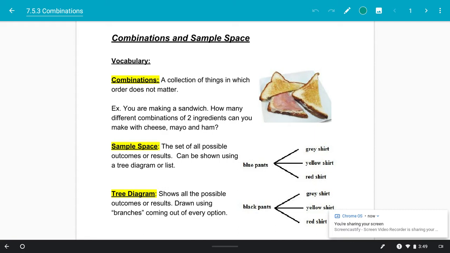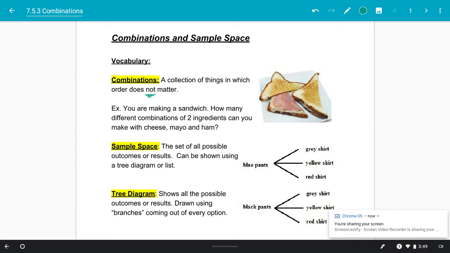So the first thing we're going to talk about is a combination. A combination is a collection of things in which the order does not matter. That's the key here, that the order does not matter. So when we're combining things, the order in which I put them doesn't matter.